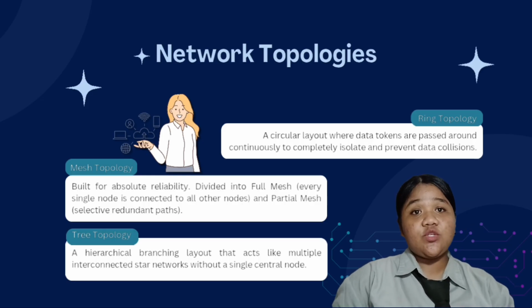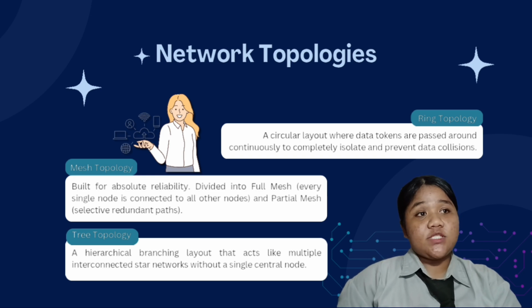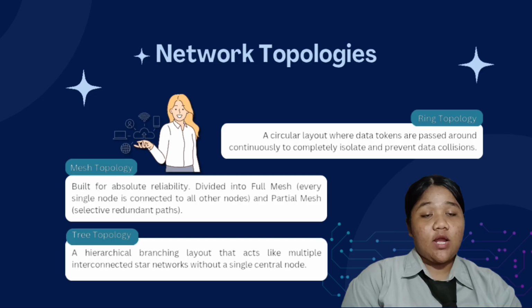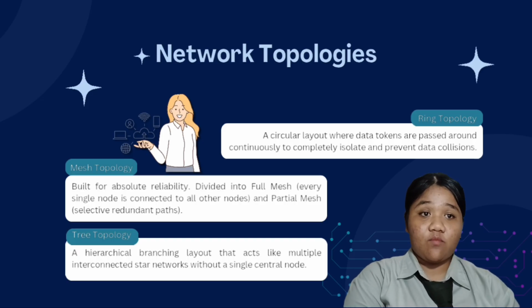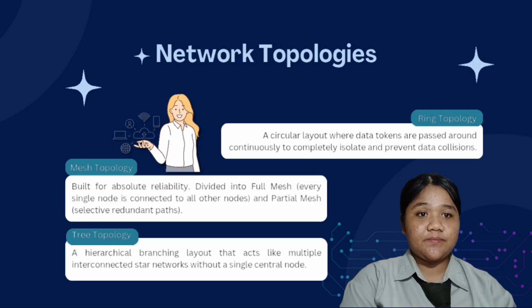And third is tree topology, which looks like a branching tree. It connects multiple star networks together, making it perfect for a school or campus building with multiple floors, like floor 1, floor 2, and floor 3.